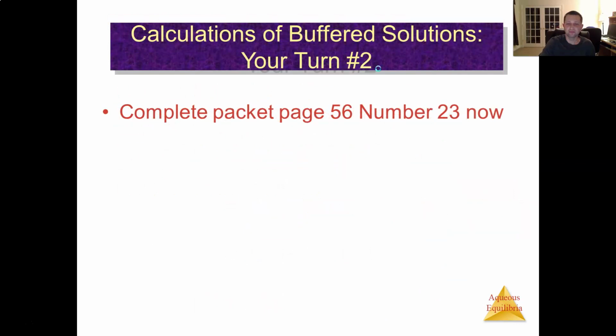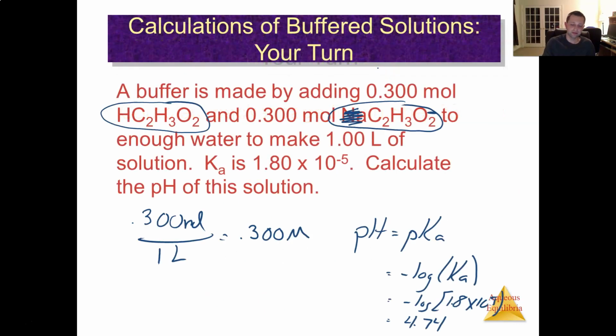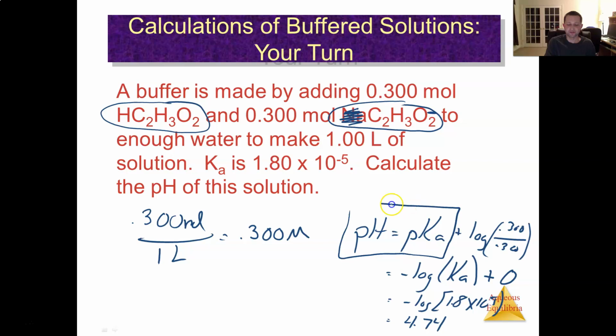And there we go, 0.300 over 0.300. So that's plus log of 1, which is plus 0. Log of 1 is 0. So you end up with that. pH equals negative log of your Ka value plus 0. So that's why I just go right to the shortcut here. pH equals pKa if acid and base are equal concentrations.